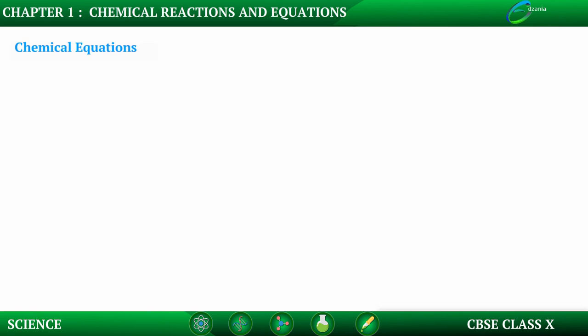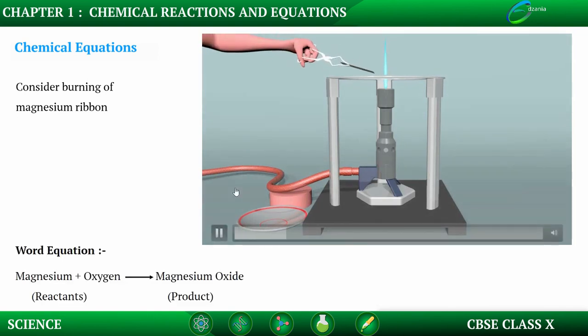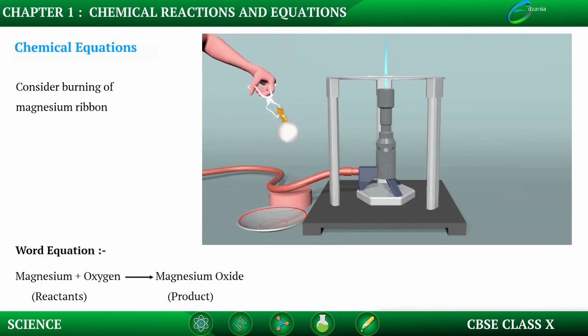For example, let us consider burning of magnesium ribbon in air. That is, when magnesium ribbon burns and reacts with oxygen in air, it forms magnesium oxide. Let us perform an experiment to know more about what happens when magnesium ribbon burns in air. Magnesium burns with a dazzling flame to form magnesium oxide, which is a white powder.